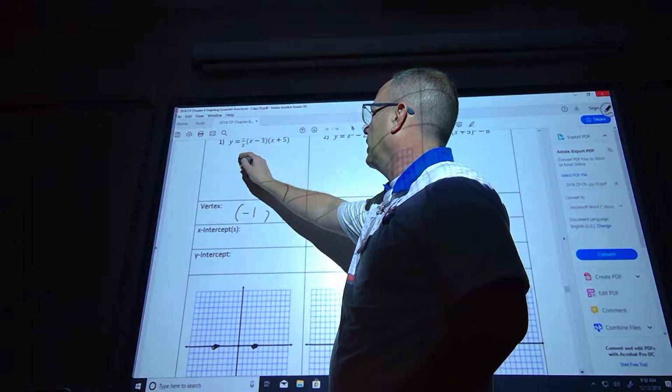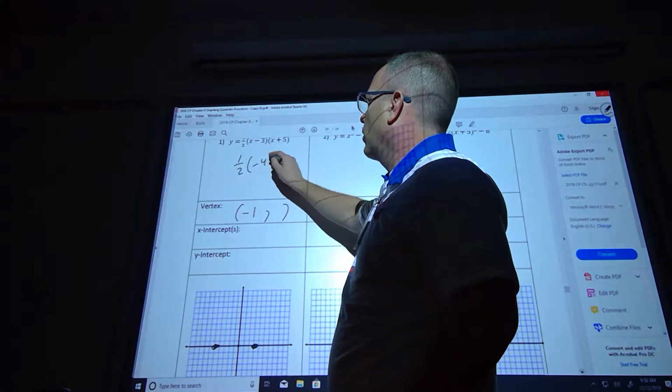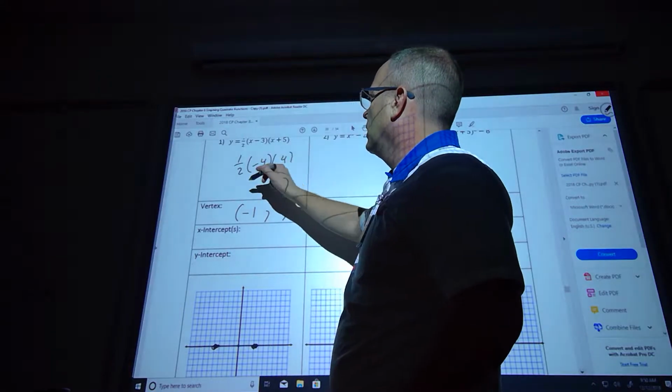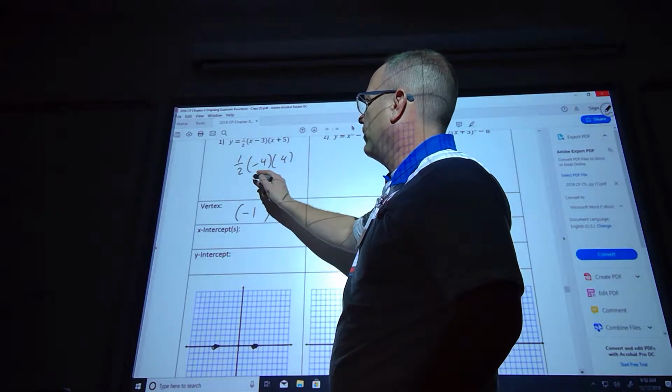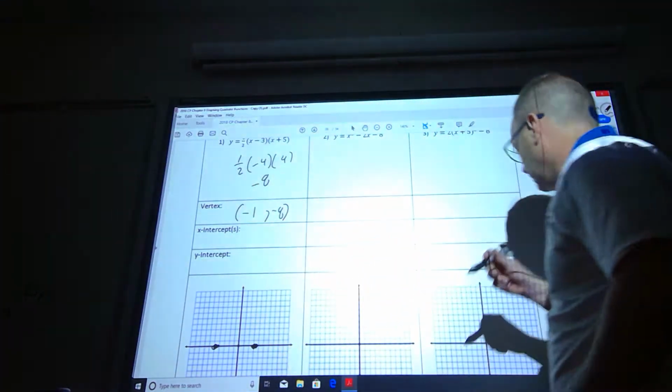If I take -1, plug it in, I got a half out front. So -1 plus or -3 is -4. -1 plus 5 is this. So that gives me -16. I want half of that, so I get -8. So I'll have to come down a little bit.